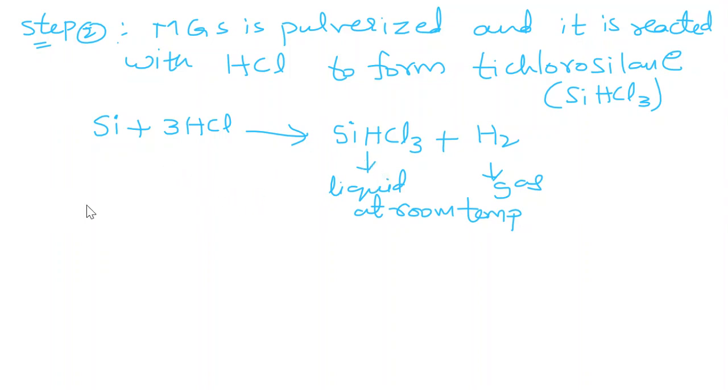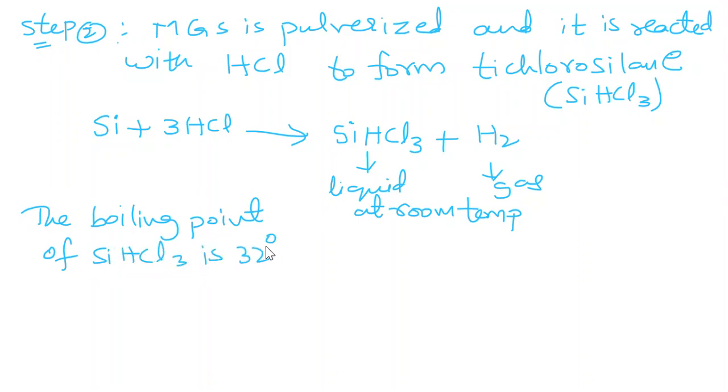The boiling point of SiHCl3 is 32 degrees. So when the temperature is greater than 32 degrees, it will be in gas form. But as room temperature is below 32 degrees Celsius, we get it in the liquid form. So now SiHCl3 is in liquid form.